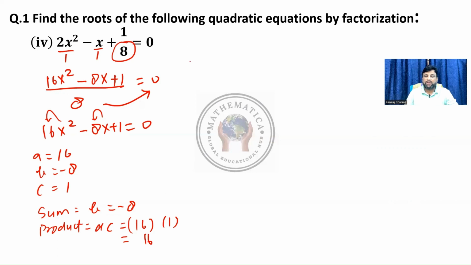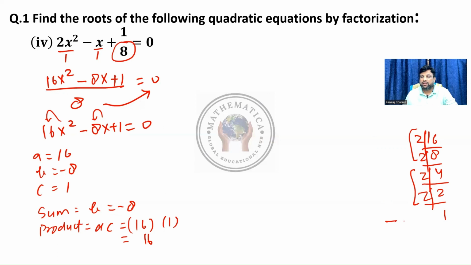Now we can find the prime factors of 16. 16 divided by 2 we get 8, 8 divided by 2 we get 4, 4 divided by 2 we get 2. We want the sum to be minus 8 and the product to be 16. So we can arrange the numbers minus 4 and minus 4, because when you add minus 4 and minus 4, it will be minus 8, just like the previous questions.